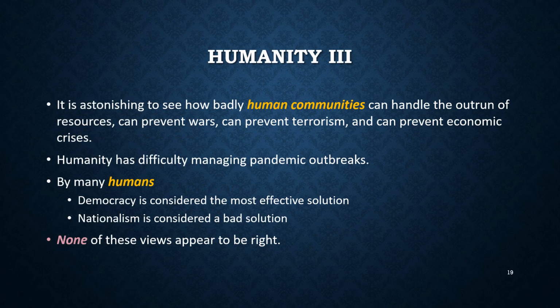It is astonishing to see how badly human communities can handle the outrun of resources, can prevent wars, can prevent terrorism, and can prevent economic crises. Humanity has difficulty managing pandemic outbreaks by humans. Democracy is considered the most effective solution. Nationalism is considered a bad solution. None of these views appear to be right.